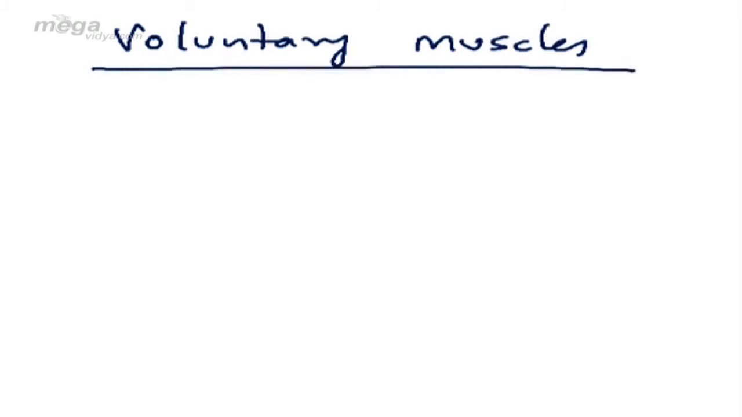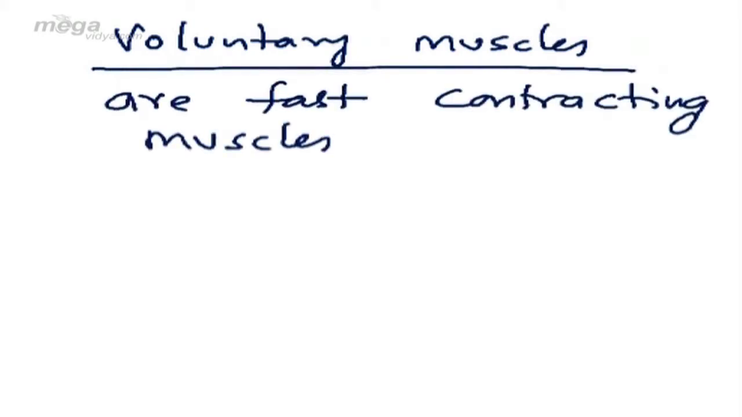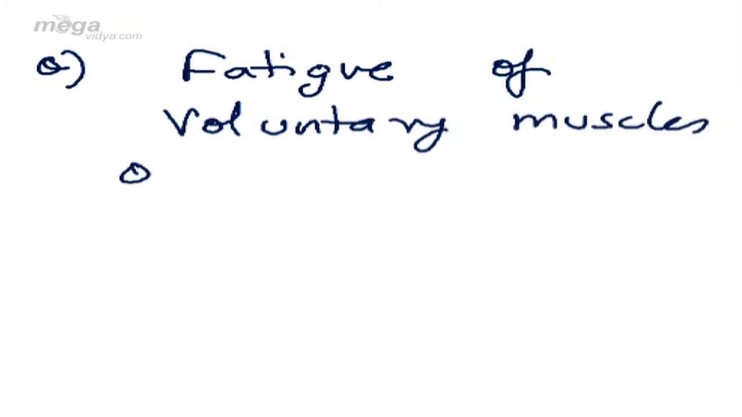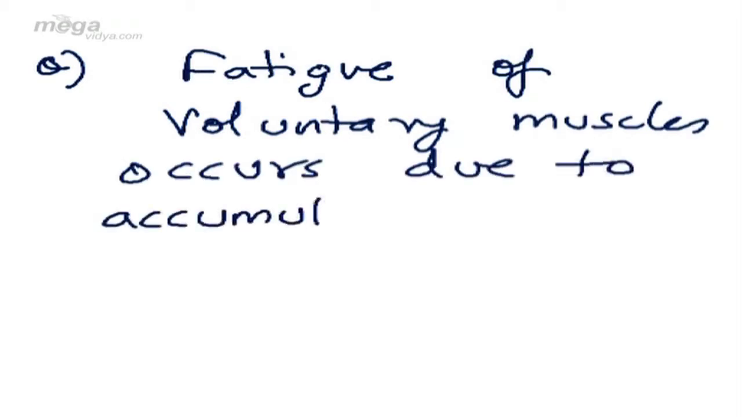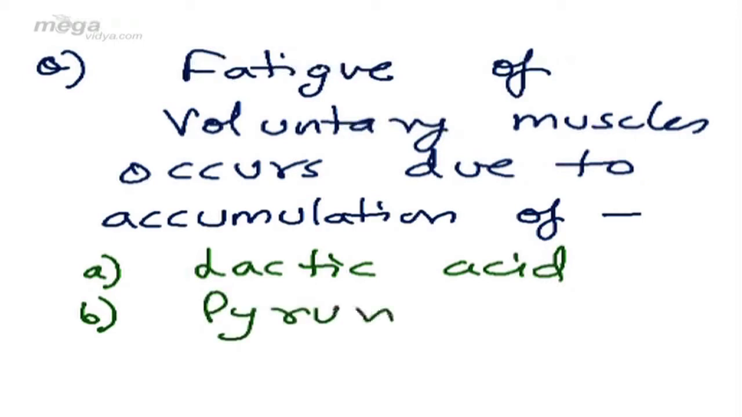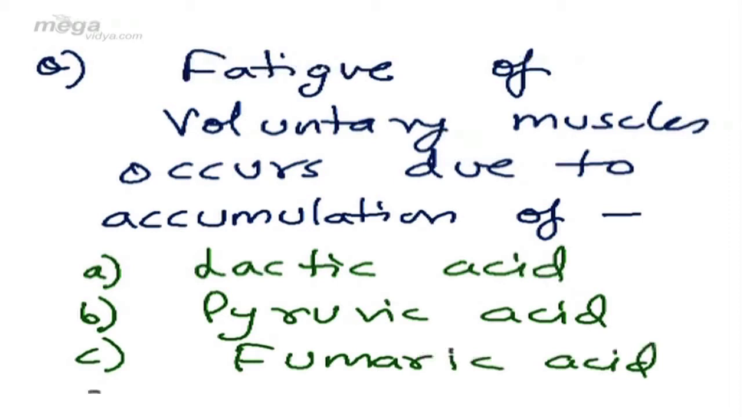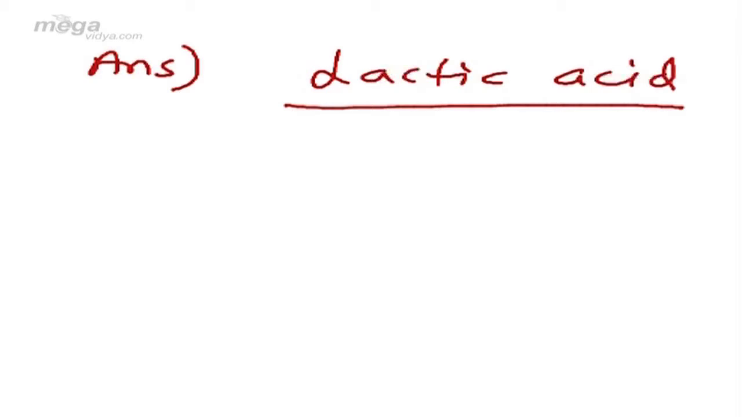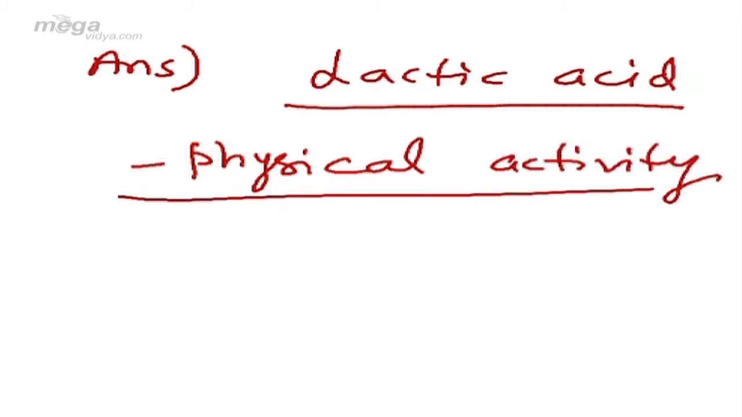The voluntary muscles are fast contracting muscles, but they become fatigued, that is, tired, easily. Suppose I give you a question: fatigue of voluntary muscles occurs due to accumulation of, and I give you four options: A, lactic acid; B, pyruvic acid; C, fumaric acid; and the fourth option, none of these. The correct option will be lactic acid. You have experienced this when you exercise a lot, for example playing badminton after a long period of time. This leads to accumulation of lactic acid and the muscles feel tired.